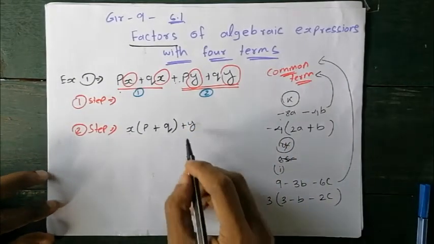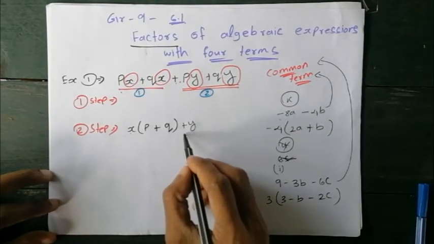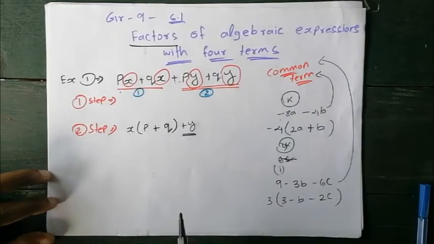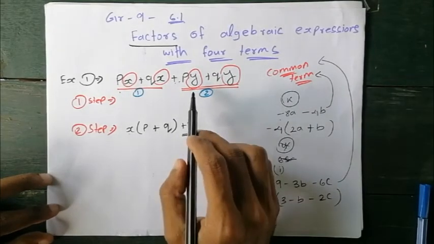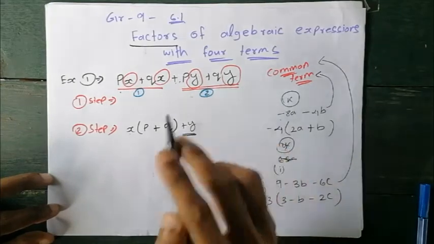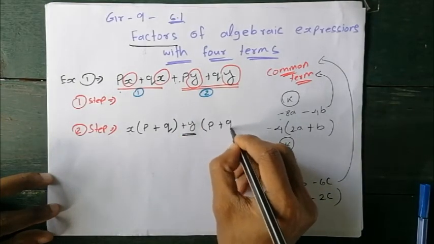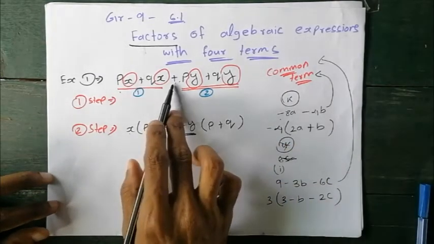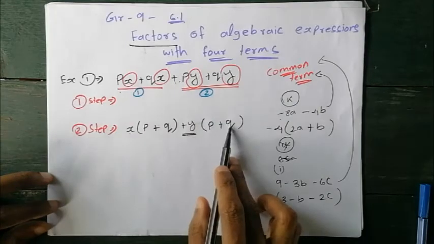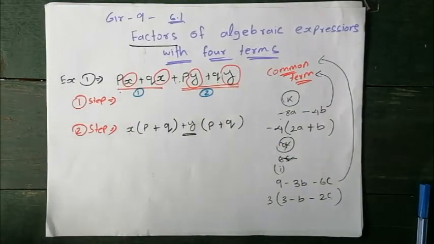Remember this point. For the second pair, always you need to take out a term with sign. We are taking out plus y from the second pair, so the remaining are p plus q. If you multiply it, y into p, it's plus py, y into q, it's plus qy. That is our second step.